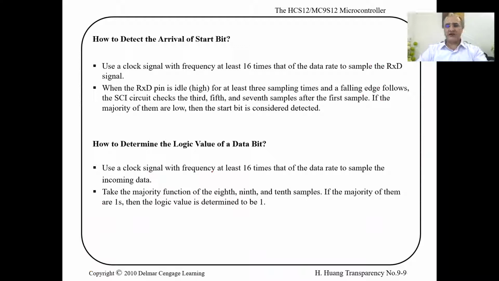How does the SCI interface detect the arrival of a start bit? Ideally, the clock signal frequency is at least 16 times the baud rate.